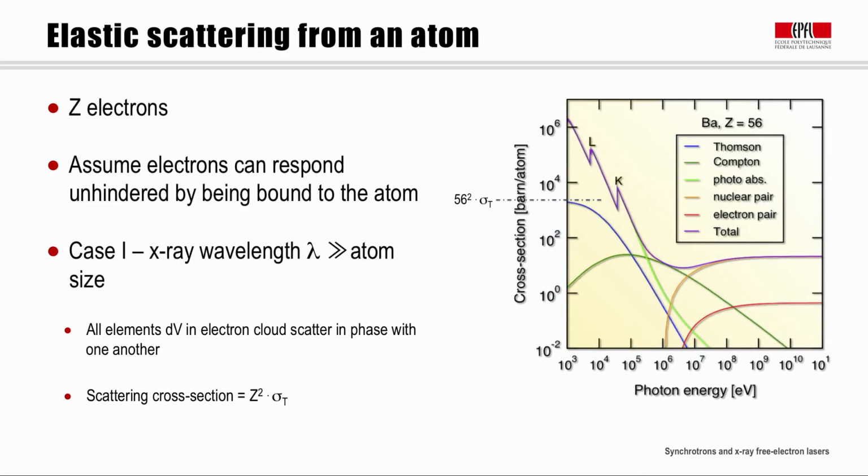So, for example, the low energy limit of Thomson scattering in the forward direction, shown here for the element barium, is 56 squared, because barium has Z equals 56. 56 squared is 3,136, and we multiply this by the cross-section of an individual electron. And when we do this, we find that we get a value approximately equal to 2,000 barns, as shown here.